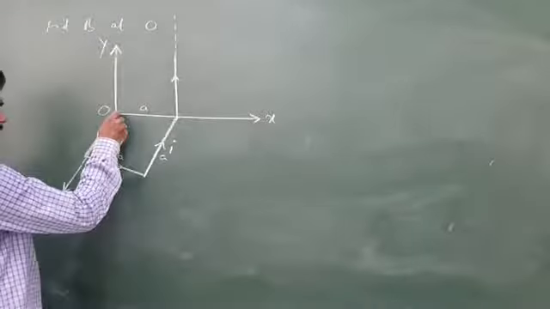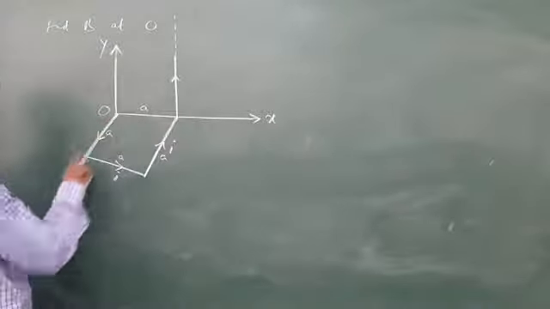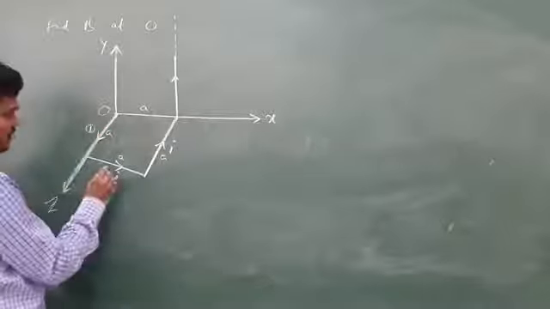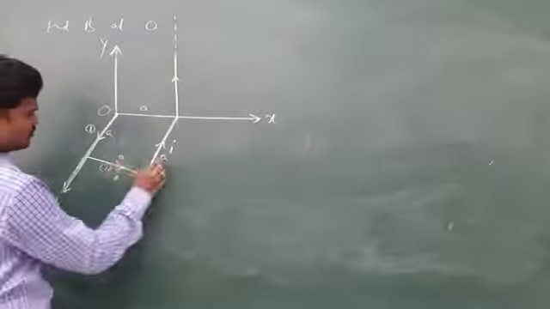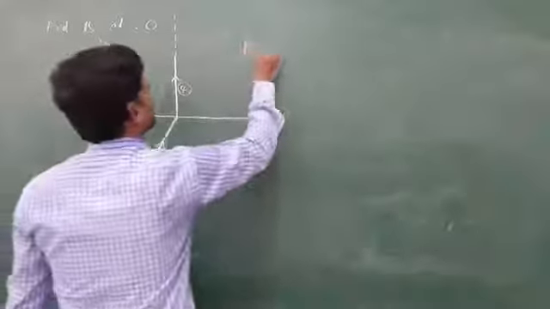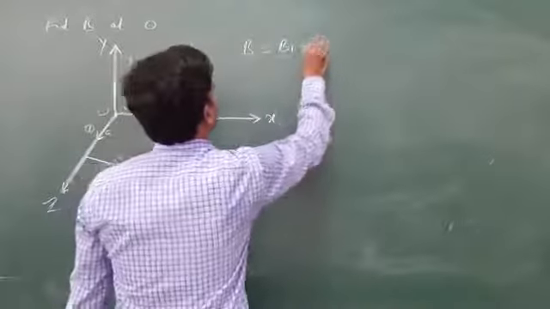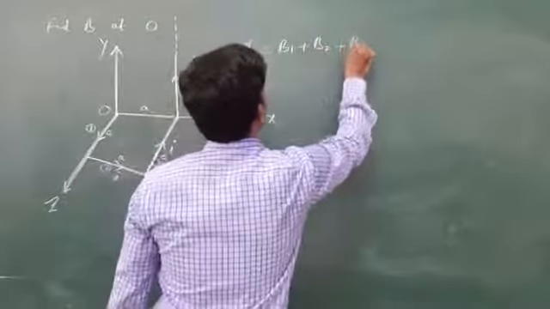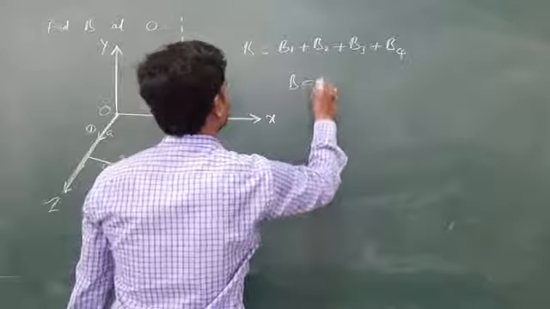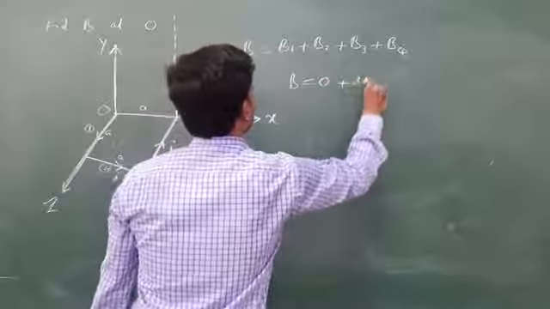See, this one is along the wire, so due to this there is no field. D1, there is no field. Let us take this is 2, this is 3, and this is 4. Now the net field B is equal to B1 plus B2 plus B3 plus B4. So the net field is B1, which is 0, since it is along the wire.